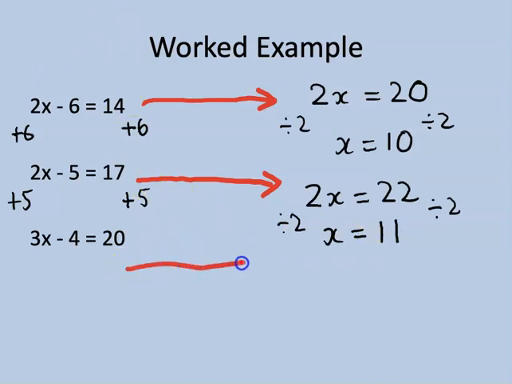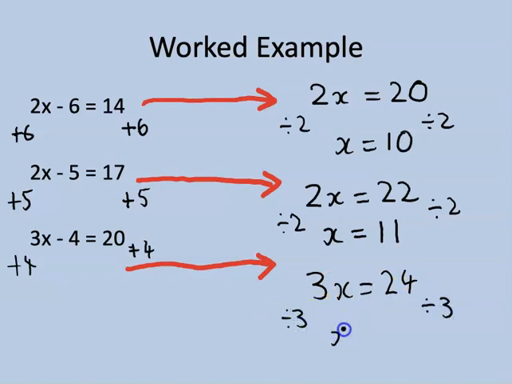And again, same process here. I'm just going to go a little bit quicker this time. Instead of minus 4, I add 4. So 3x is equal to 24. And the number next to the x is 3. So I divide by 3. So x is 8.